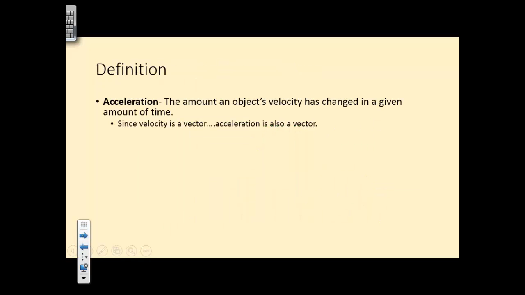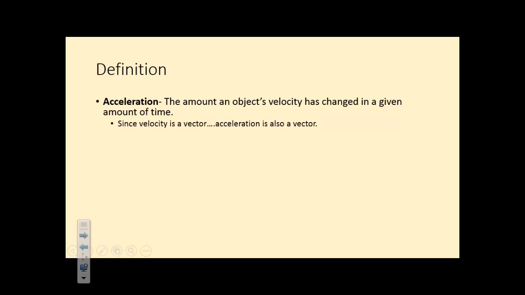I wanted to define the word changing velocity, because rather than saying changing velocity over and over again, we're just going to call that acceleration. And the acceleration is defined as the amount an object's velocity has changed in a given amount of time. Since velocity is a vector, acceleration also happens to be a vector.